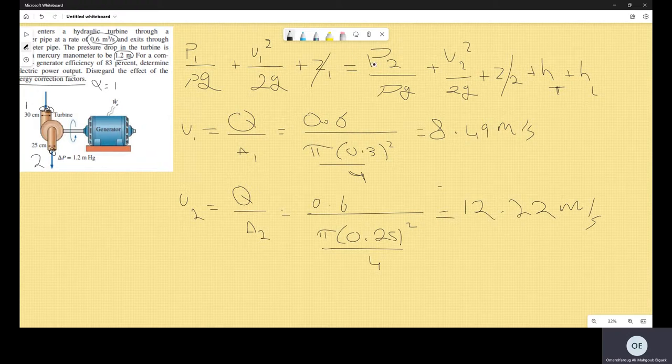Now we have the pressures, P1 and P2. We cannot calculate P1 and P2, but he gave me delta P here, in the form of meters of mercury. Then how can I find the pressure difference from this meter of mercury?